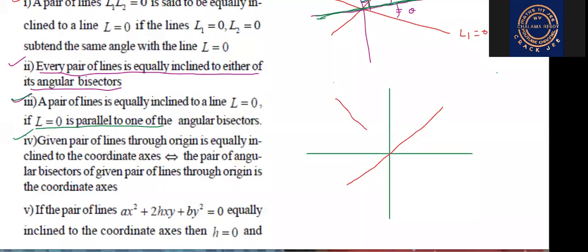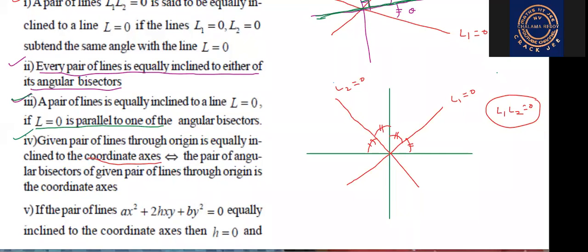This is another line. This is L1 is equal to 0. This is L2 is equal to 0. L1 into L2 is equal to 0 is one pair of lines. See here. One of the lines is bisecting the coordinates. So these two angles are equal. Same as another line is also bisecting the coordinate axis. Once again, see here, given pair of lines through the origin is equally inclined to the coordinate axis.